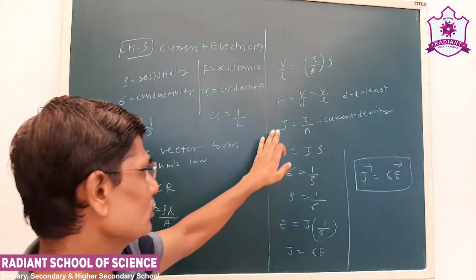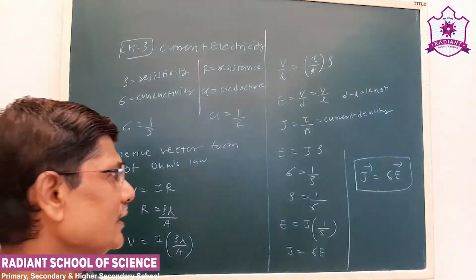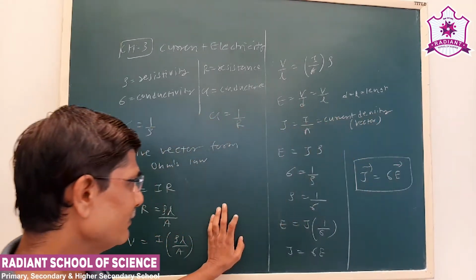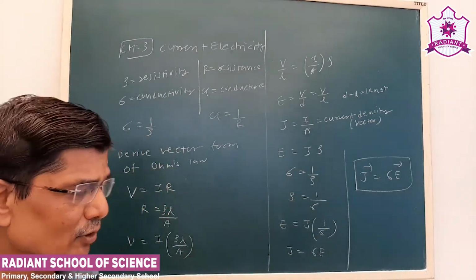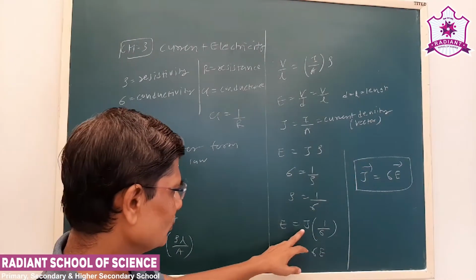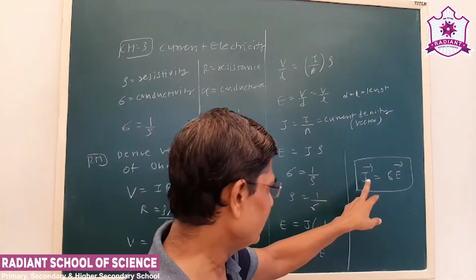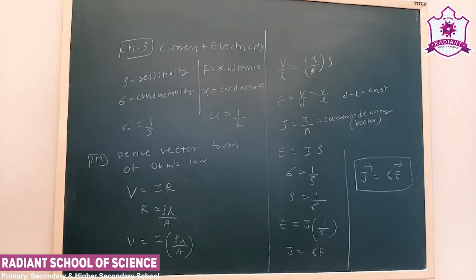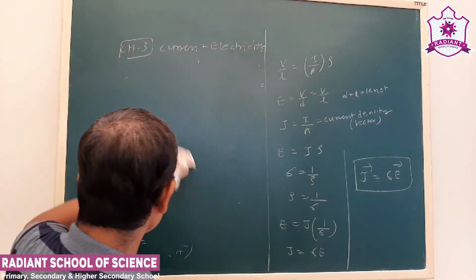Current density we are going to study in detail. J is equal to I by A, that is the current density. See, that also is a vector quantity. We have to make a note of this. So we can write E is equal to J into rho. Now sigma is the reciprocal of the resistivity. So E is equal to J into 1 upon sigma. J is equal to sigma E. Okay. That is the vector form of Ohm's law. Now see, next we have to see about the drift velocity. Okay, that will be our new topic.